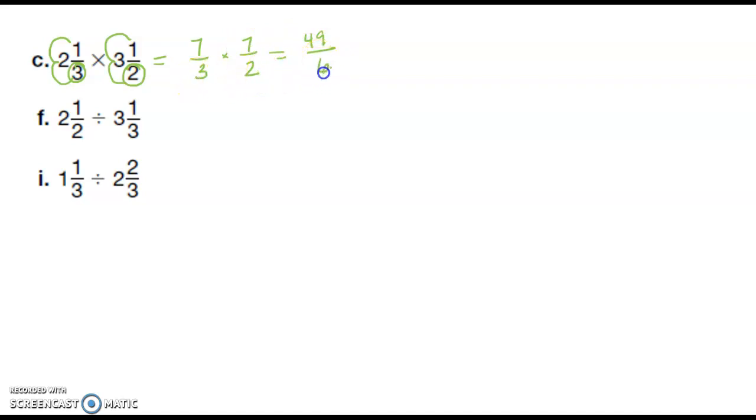3 times 2 is 6. 6 goes into 49. Let's see, times 8 is 48. So that's probably as close as we're going to get. And that's my answer. So let me change colors here.